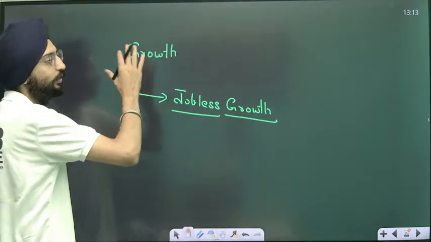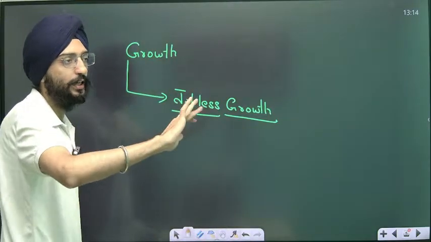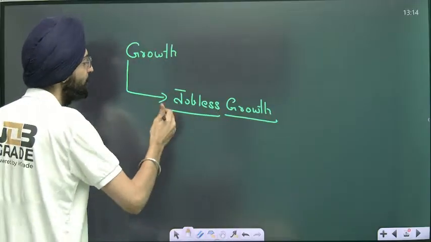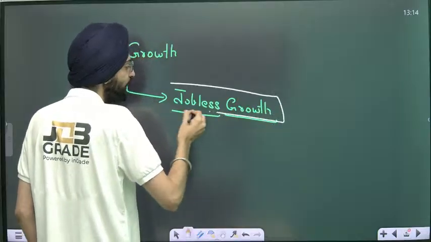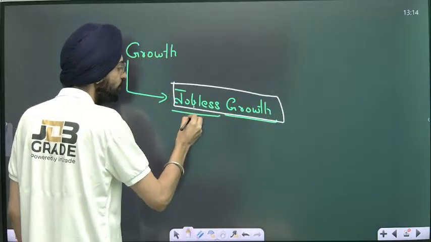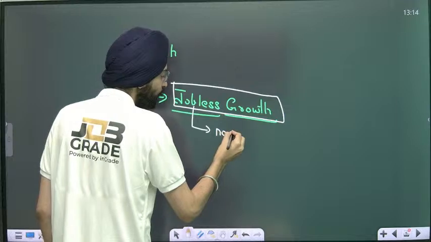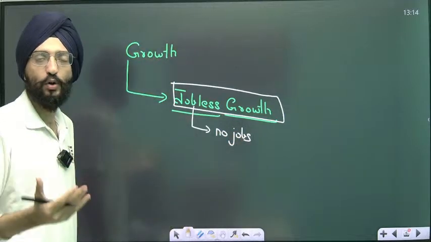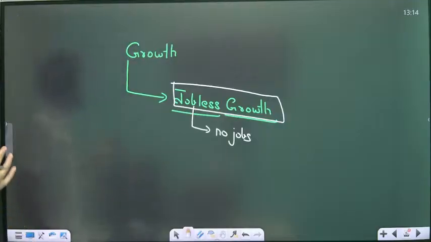There has been growth. The GDP has been rising, there is no doubt about that. Nominal GDP, we are getting there. But again, it's a jobless growth. There are no jobs in the economy at this moment. Look at the condition of the market. Are you getting any sort of job? No, there are no jobs out there.